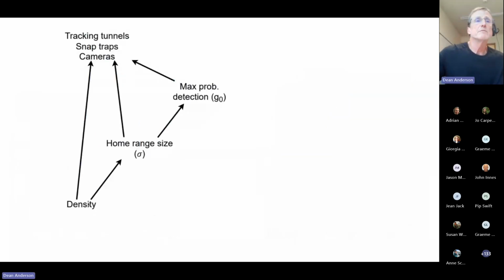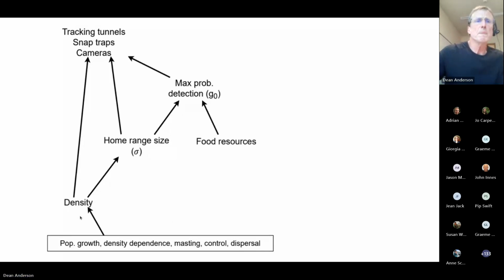And so what we have is density influencing home range size, which influences the maximum probability of detection. And these things interact to give us our detection data, our abundance data from tracking tunnels, snap traps, and cameras. And importantly, the ecological context is important for predicting and understanding density. So population growth, density dependence, relationships, masting or food resource availability, recent control operations, and the possibility for dispersal.